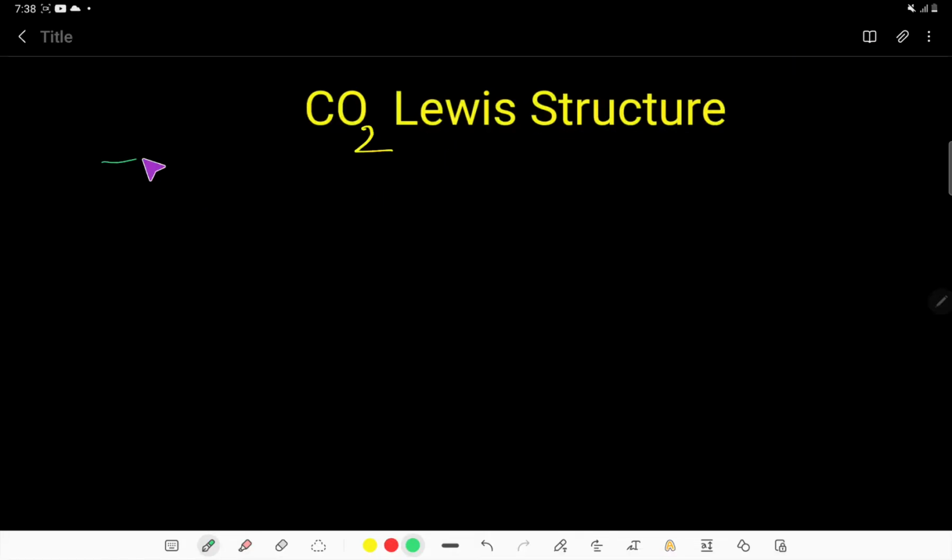In this video, we are going to talk about the CO2 Lewis structure, that is, how to draw the Lewis structure of carbon dioxide. Also, I will discuss how to find the valence electrons for carbon dioxide, that is, CO2 valence electrons. Besides, we'll know whether this carbon dioxide molecule has a dipole moment or not. That is, is it polar or non-polar?